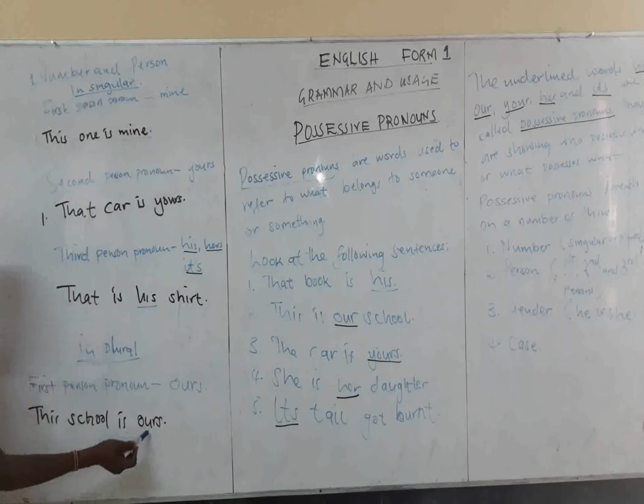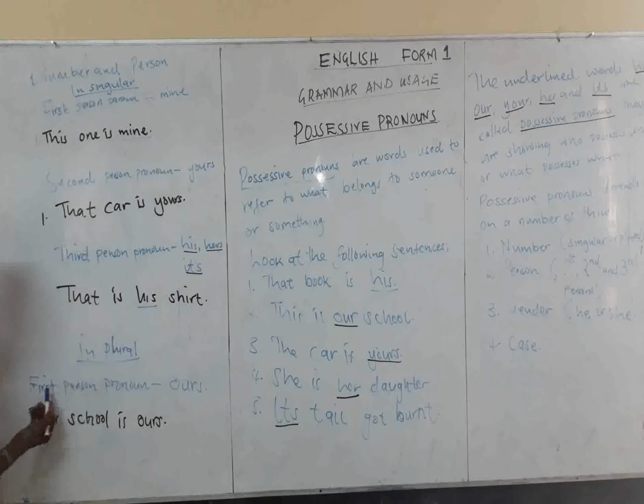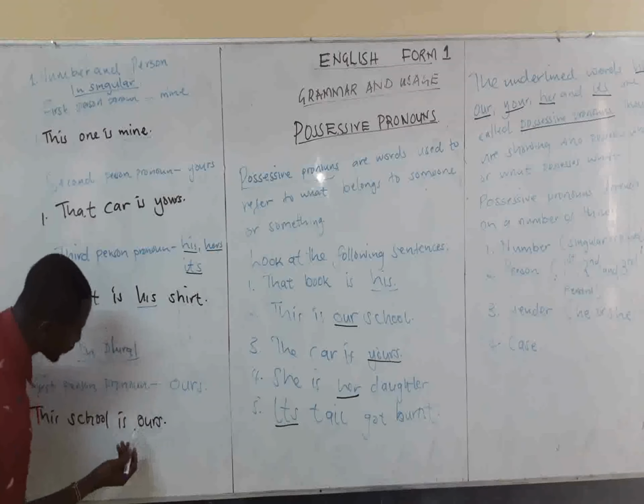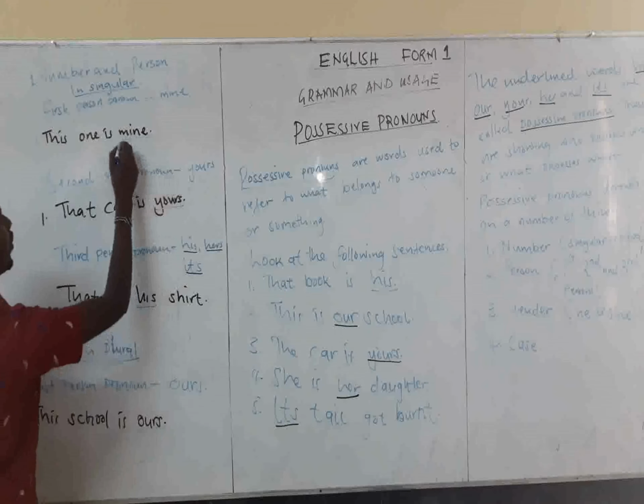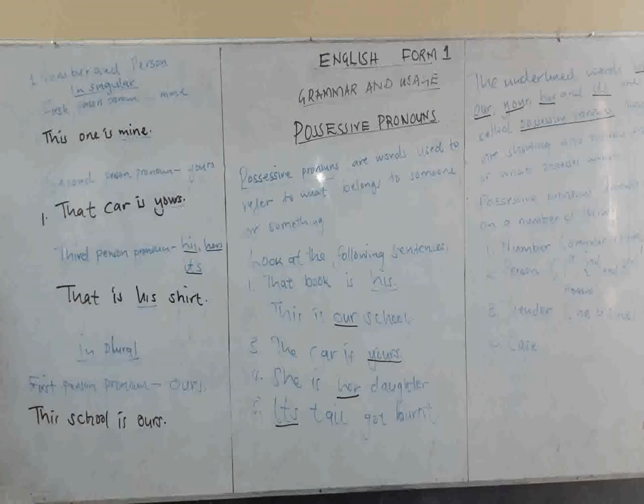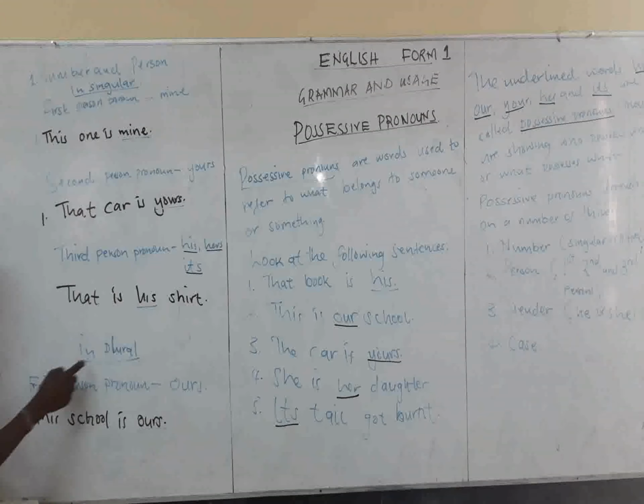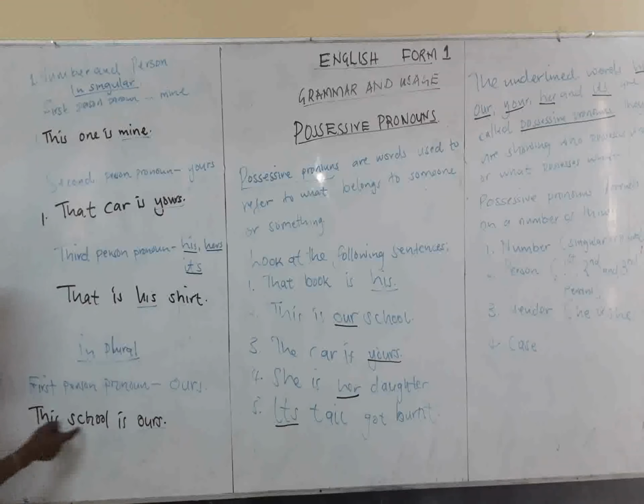To whom does this school belong? It is our school. We are many. This is in plural. We're talking about the first person pronoun, about us, the very first person who is talking, referring to your own self. So when you're using that, you're saying that this school is ours. So we use the word ours. And so, Lana, we are able to see that in plural, the first person pronoun, we use the word ours.